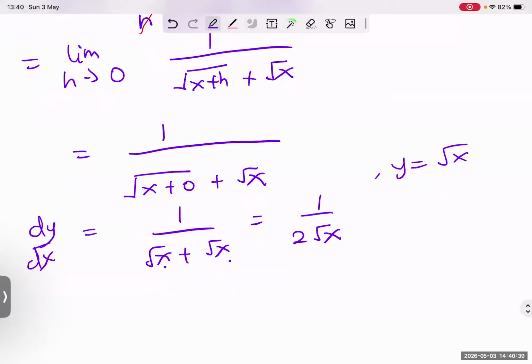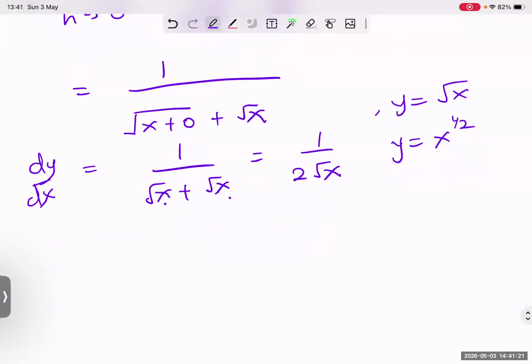The question says verify your answer using the power rule. And to verify using the power rule, we first of all need to make sure that our function is in the power form. Looking at the function, technically it's not in the power form because I don't have x raised to the power of a number. However, we can write it as x raised to the power half, because square root of any number is that number raised to the power a half. So root of x, we can write it as x raised to the power half. Now the function is in the power form, and so we are allowed to use the power rule of derivative.